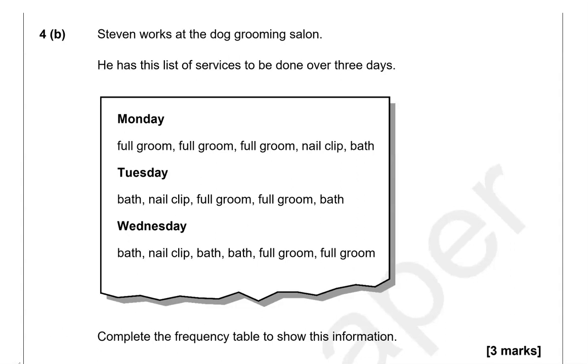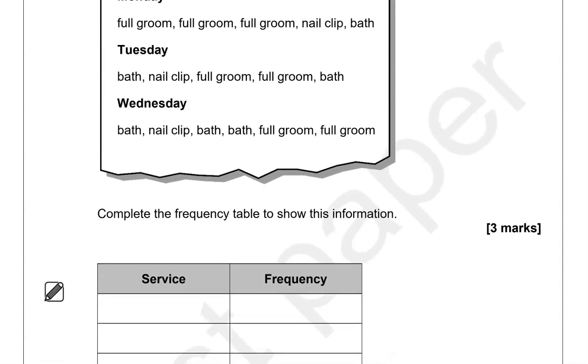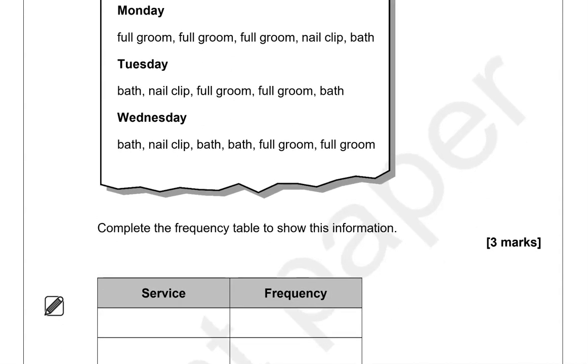Stephen works at the dog grooming salon. He has this list of services to be done over 3 days. So we've got on Monday, full groom, full groom, full groom, nail clip, bath. Tuesday, bath, nail clip, full groom, bath. Wednesday, bath, nail clip, bath, bath, full groom, full groom. Complete the frequency table to show this information. So we've got different types of services.